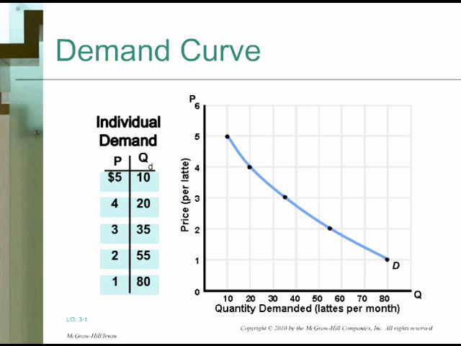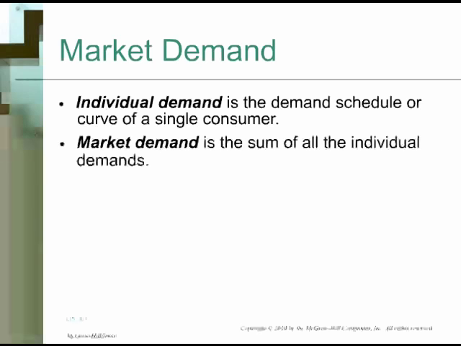We can plot these points on the graph. On the vertical axis, we mark the prices, and on the horizontal axis, we find corresponding quantities. Connecting the dots, we get a demand curve for lattes. It slopes down to reflect the law of demand. The higher the price, the lower the quantity demanded.